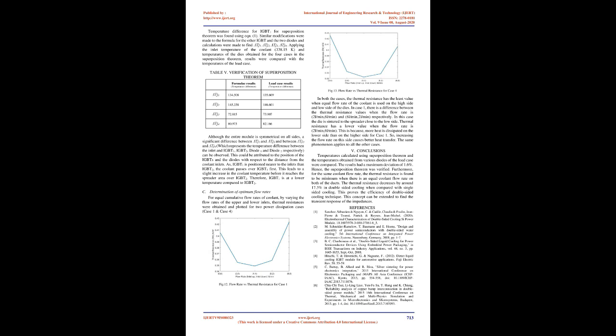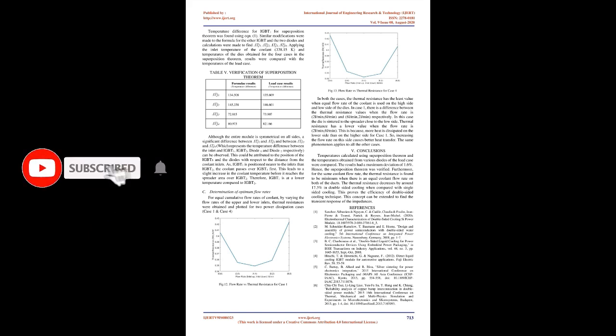Although the entire module is symmetrical on all sides, a significant difference between ΔTj1 and ΔTj2 and between ΔTj3 and ΔTj4, which represent the temperature difference between the inlet and IGBT1, IGBT2, diode 1 and diode 2 respectively, can be observed. This could be attributed to the position of the IGBTs and the diodes with respect to the distance from the coolant inlets. As IGBT1 is positioned nearer to the inlets than IGBT2, the coolant passes over IGBT1 first. This leads to a slight increase in the coolant temperature before it reaches the spreader area over IGBT2. Therefore, IGBT1 is at a lower temperature compared to IGBT2.